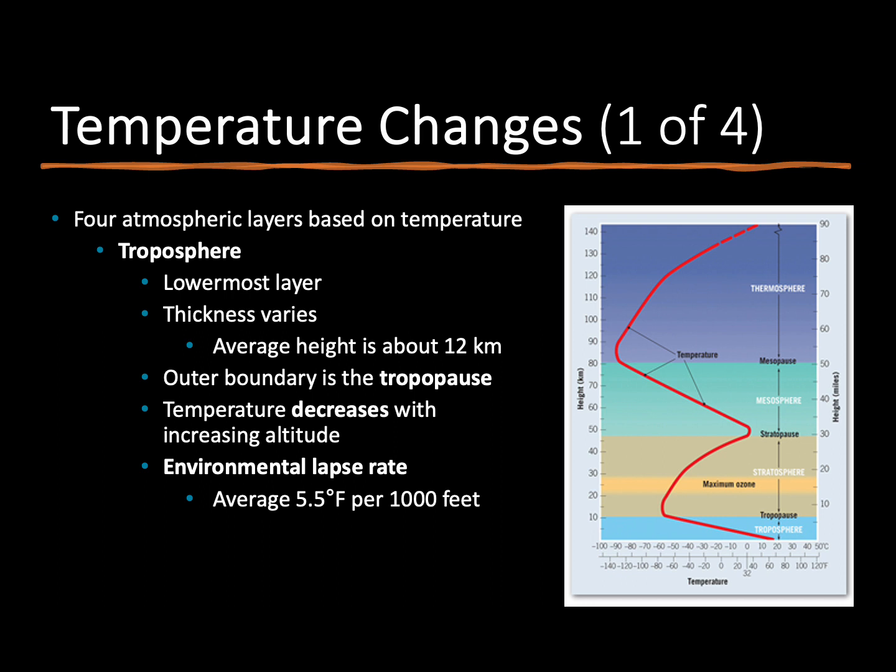So in this layer, we see something that's called the environmental lapse rate. As we get 1,000 feet higher within the troposphere, the temperature decreases 5.5 degrees Fahrenheit. So every 1,000 feet higher in the troposphere, it's going to decrease the specific amount in temperature.